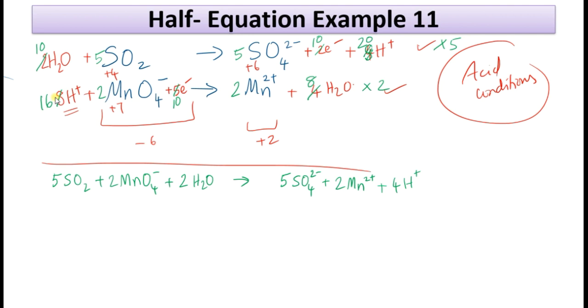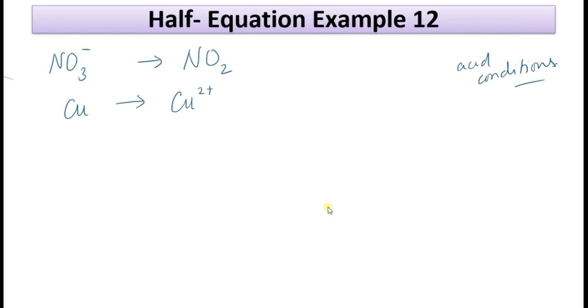As you can see, I've written the 5SO2 here, 2MnO4 minus, and there is an excess of 2H2O, considering that 10H2O on the left and 8H2O on the right hand side of the second equation. You have 2H2O left over on the left hand side. Then 5SO4 2 minus is here, 2Mn2 plus, and there is a 4H plus excess here. It's 20H plus here, 16H plus over here. Take away, you get 4H plus left on the right hand side. So that is the overall equation. That's the last one in acid conditions.